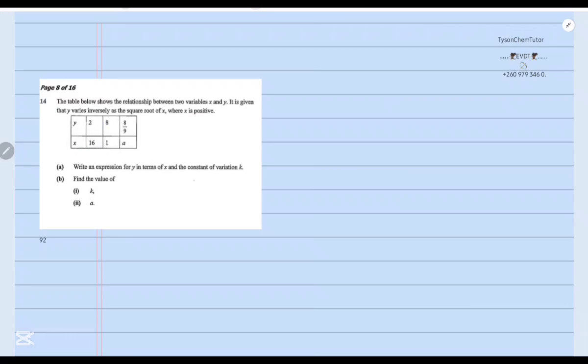Now, from the table and the information in the question, the question reads, write an expression of y in terms of x and the constant of variation k. That's our first question, and our second question reads, find the value of k and a. This is a simple question. Let us solve it. Solution.